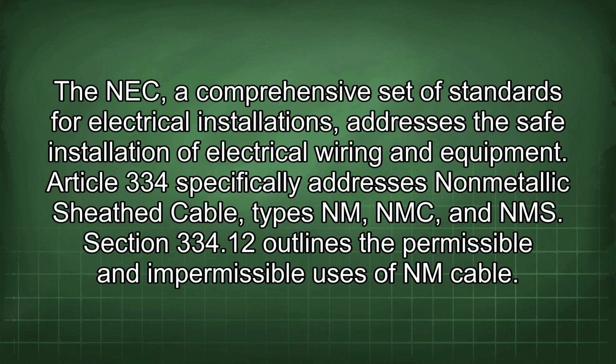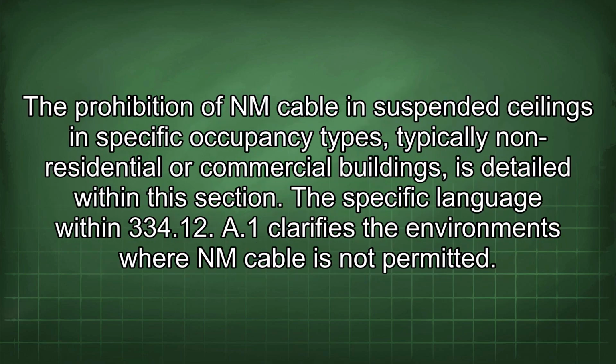The NEC, a comprehensive set of standards for electrical installations, addresses the safe installation of electrical wiring and equipment. Article 334 specifically addresses non-metallic sheath cable, types NM, NMC, and NMS. Section 334.12 outlines the permissible and impermissible uses of NM cable. The prohibition of NM cable in suspended ceilings in specific occupancy types, typically non-residential or commercial buildings, is detailed within the section. The specific language within 334.12(A)(1) clarifies the environments where NM cable is not permitted.